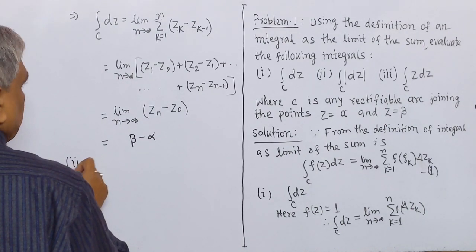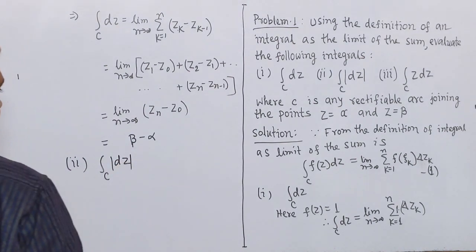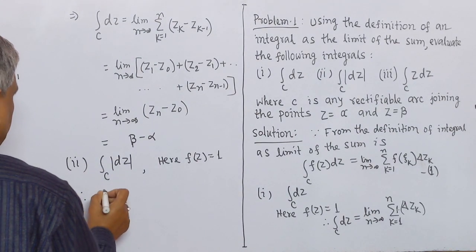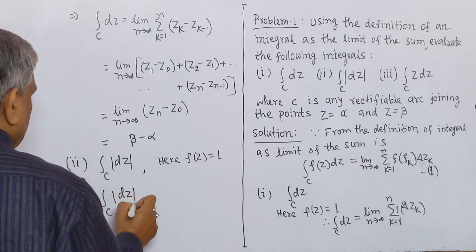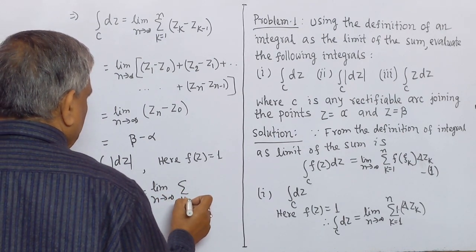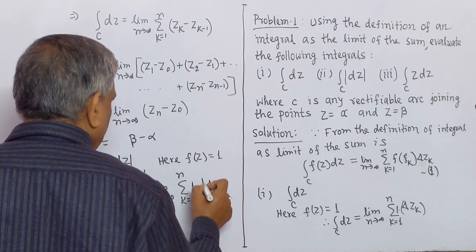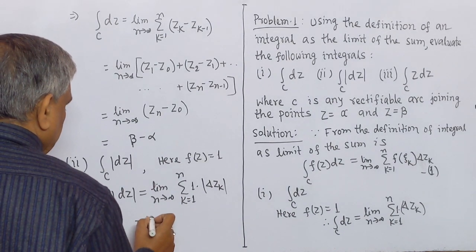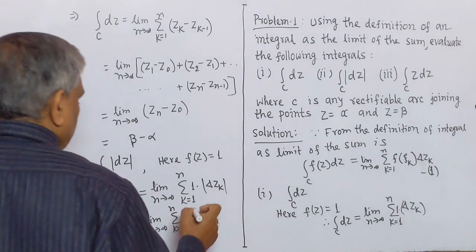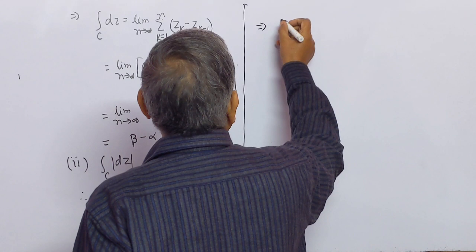Number 2, integration along C modulus of dz. Here also f(z) equal to 1. Therefore integration along C modulus of dz equal to limit n tends to infinity sigma k equal to 1 to n, here f(z) equal to 1, modulus of delta z_k. This equals limit n tends to infinity sigma k equal to 1 to n, modulus of z_k minus z_{k-1}.